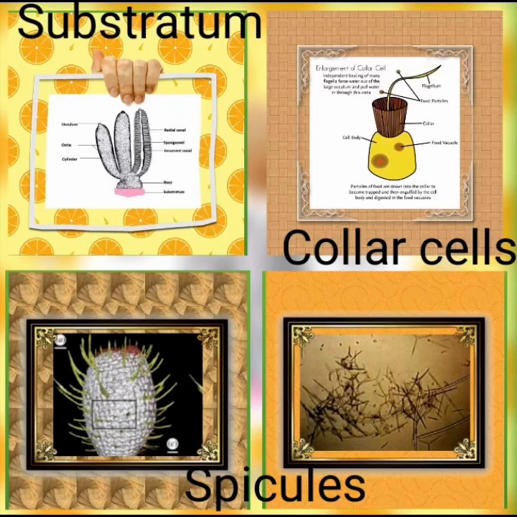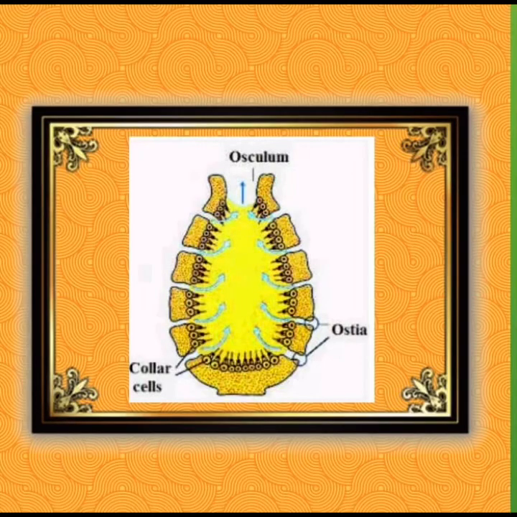Collar cells. Particles of food are drawn into the collar to become trapped and then engulfed by the cell body, and digestion takes place in the food vacuole. Ostia are small pores on the body wall. They allow water along with nutrients to flow inside the sponge. Oscula is a large opening. It is an excretory structure.